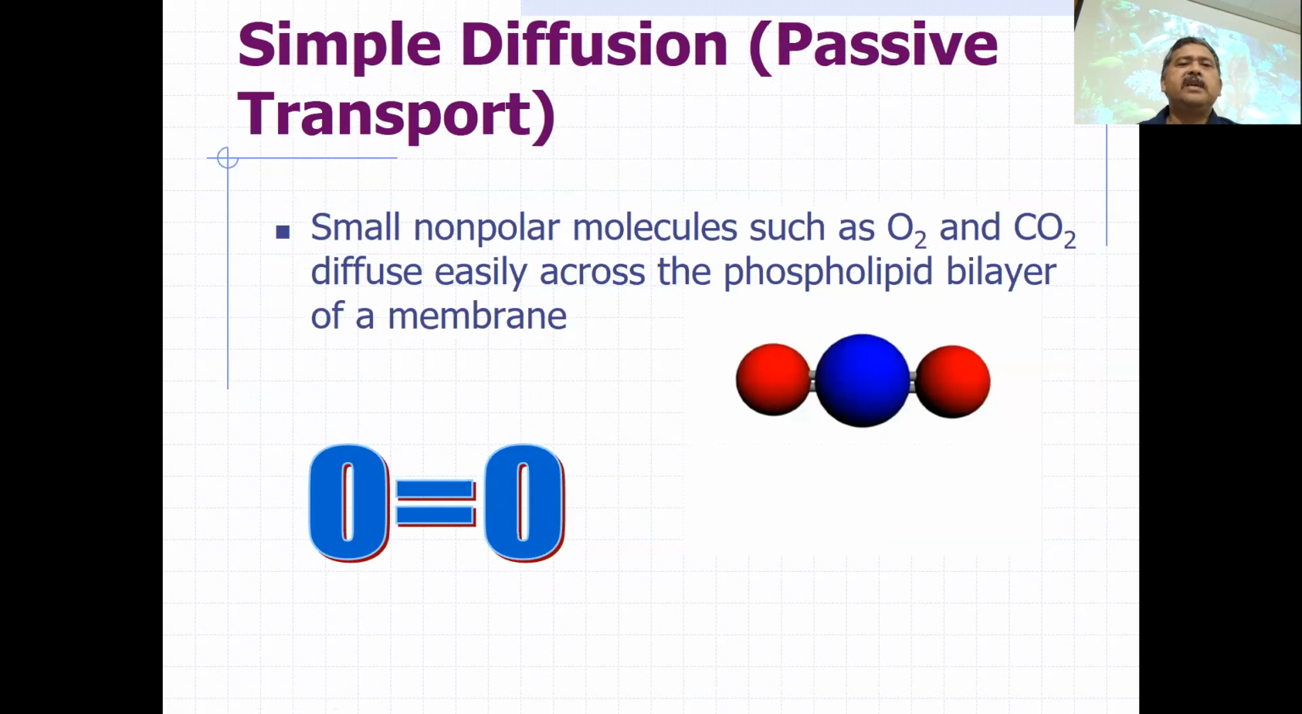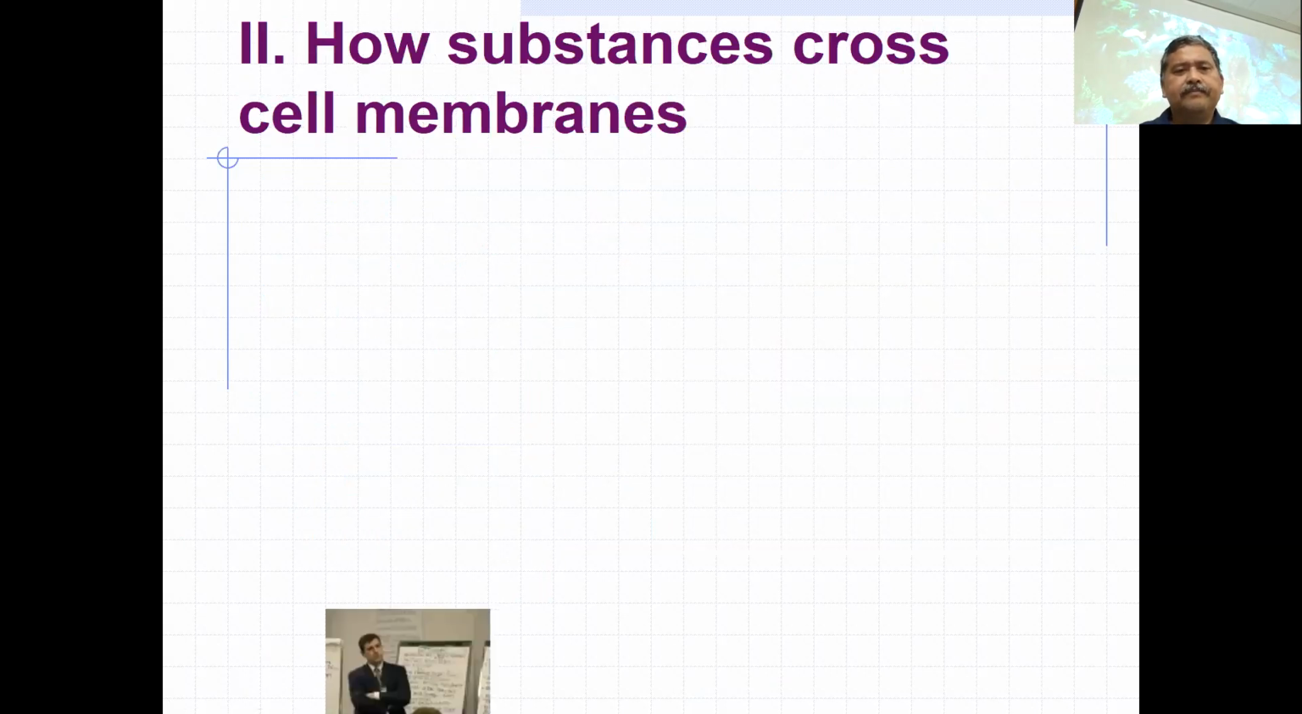Simple diffusion we see with small nonpolar molecules such as oxygen or carbon dioxide, and these guys can easily pass through the phospholipids that make up the phospholipid bilayer.